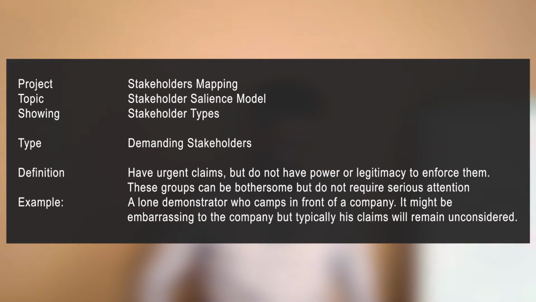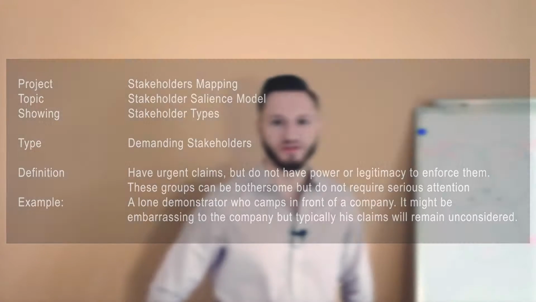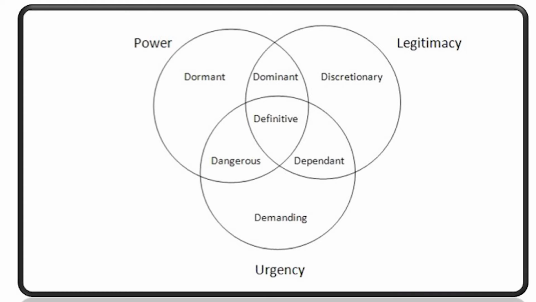And the third category, the demanding stakeholders, they have very urgent claims, but do not have the power or the legitimacy to enforce them. These groups can be bothersome, but do not require serious attention. For example, a lone demonstrator who camps in front of a company. It might be embarrassing for the company, but typically his claims will remain unconsidered. We discussed the three groups on the edges, and we know they are called latent stakeholders.